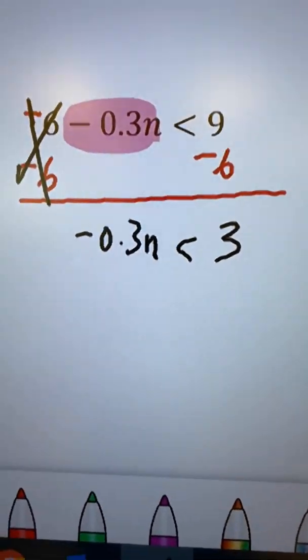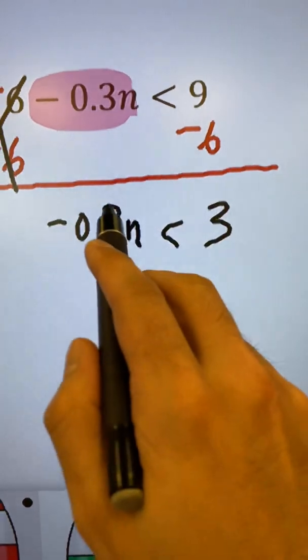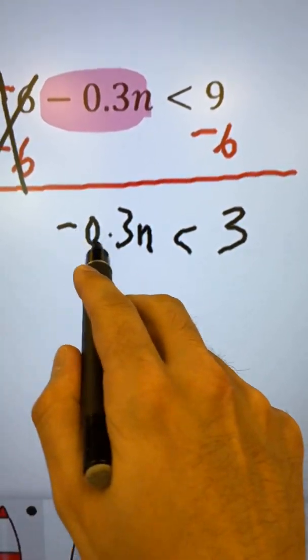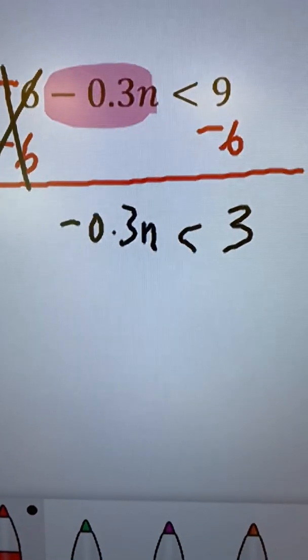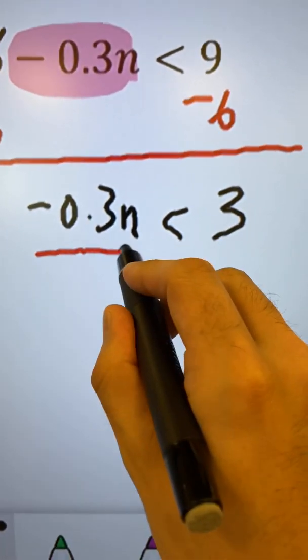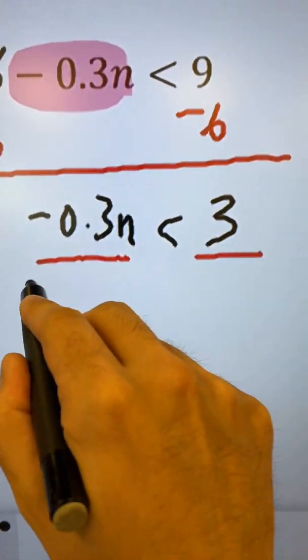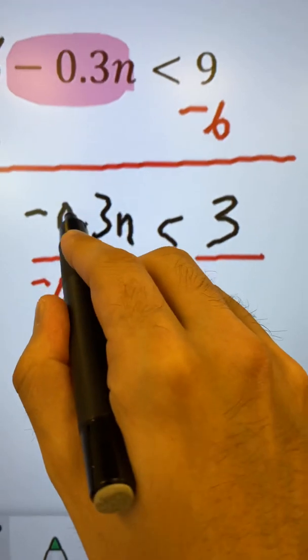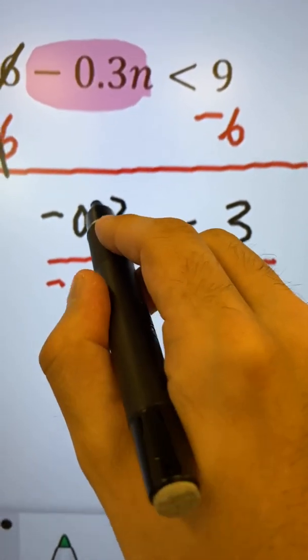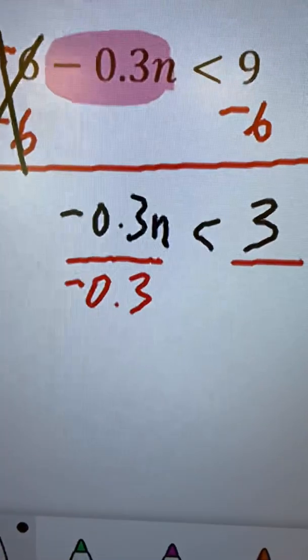And now I have to get one whole amount of n. I don't want negative 0.3, and I want 1n. And in order to do that, I'm going to use a division property. I'm going to divide this by negative 0.3 because anytime you divide a number, as long as it's not 0, when you divide it by itself, you're going to get one whole amount always.